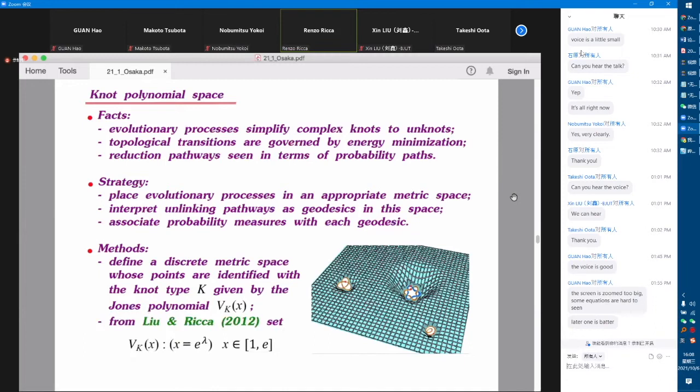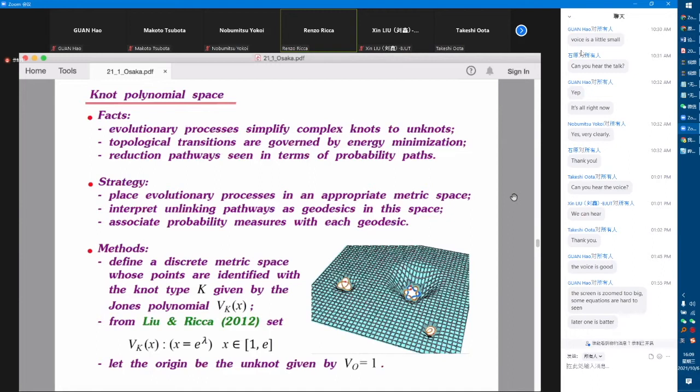And this was worked out in a Journal of Physics A paper in 2012 with Shin. So in this case, we consider the variable x that becomes e to the lambda. If you like, the lambda is representing linking information. And in particular, we show there that x can range from 1 to e so that we can associate numerical values to this polynomial. And the very last bit of assumption is that we place the origin of our metric space where the unknot lives, and in particular, the Jones polynomial 1. Okay, so this is the strategy.